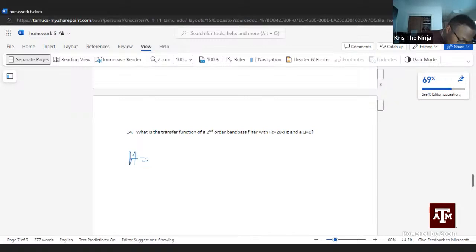So 20 kilohertz times 2 pi, s over s squared plus omega c over Q, that's 20 kilohertz times 2 pi over 6 times s, plus 20 kilohertz times 2 pi, squared. Should have put a gain there.